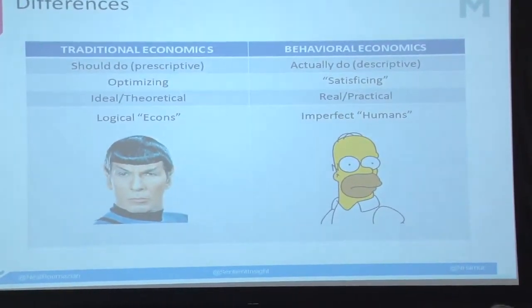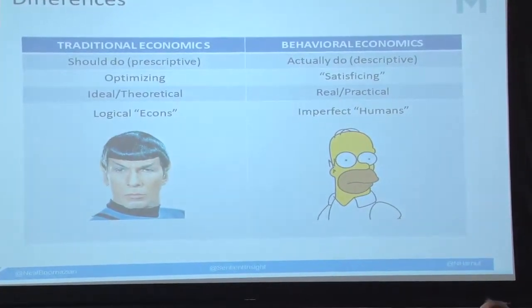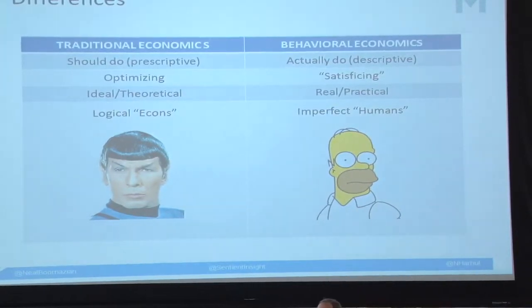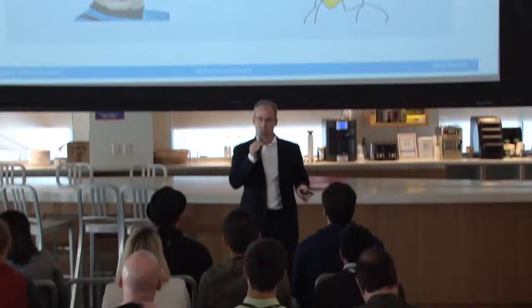Traditional economics is what we should do. It's prescriptive. Behavioral economics is what we actually do. It's descriptive. And that leads us to optimizing versus satisficing. We make decisions that are satisfactory given all of the decisions that we're trying to make, rather than optimizing decisions.